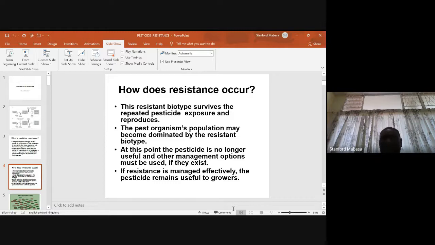So, resistance originates from the original population, which is exposed to the pesticides, while the susceptible biotypes disappear in the presence of the pesticide. The biotypes which resist will be building up until they form the new population. And eventually, this population is going to withstand the pesticide. Now, if resistance is managed effectively, the pesticide remains useful to growers. So, what you are saying is that some pesticides may be useful initially, but later on they are no longer useful because of resistance from the pests.